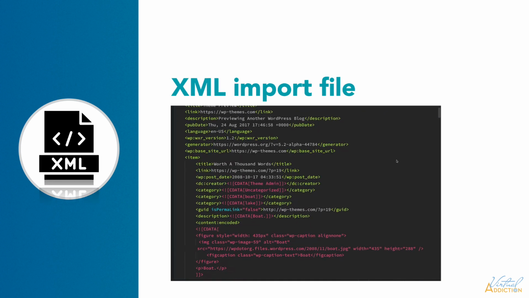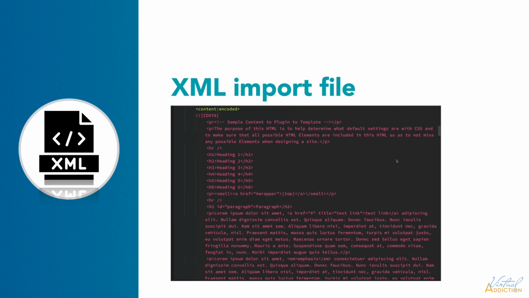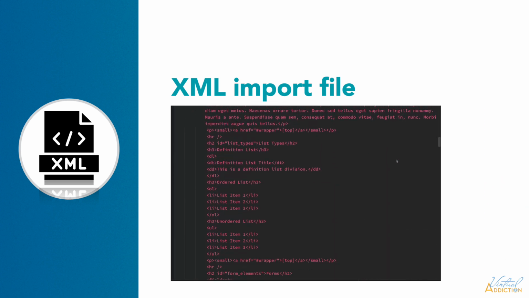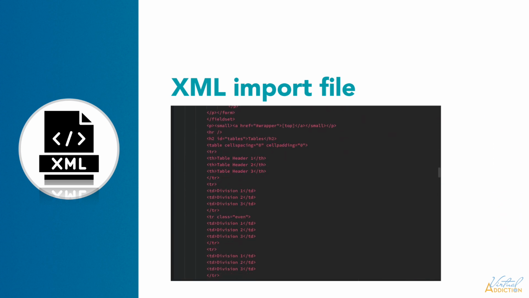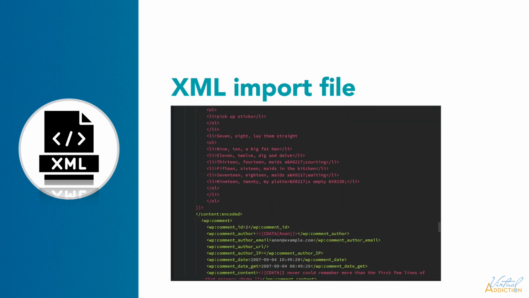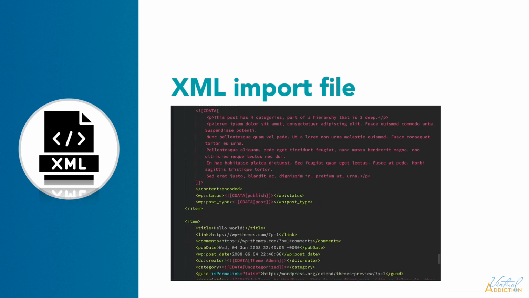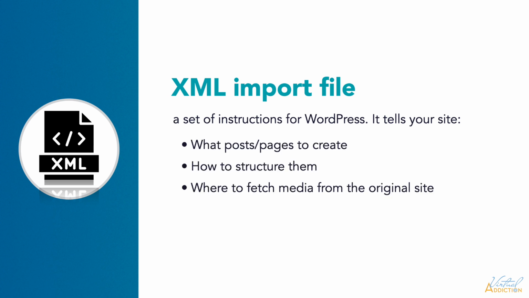You can create your own demo content, or we're going to be using some demo content from WordPress. In order to install the demo content, we will import an XML file. An XML import file doesn't contain the actual content, not exactly things that you would see like images or videos, but instead it's a set of instructions for WordPress that tells your site what posts and pages to create, how to structure them, where to get the media from the original site, if that's something that's available to you.